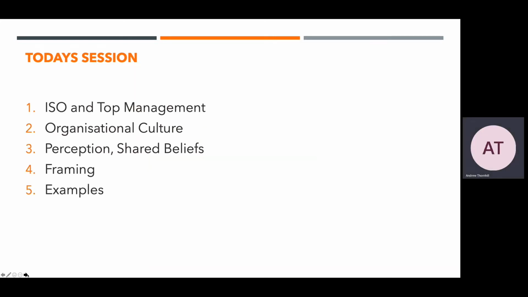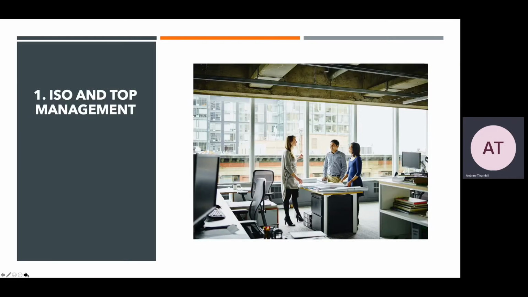So we're going to start looking at that area. What are ISO's expectations around top management? We're going to have a brief look at a complex topic, organisational culture. We obviously can't cover every element of that today. Point number 3, we're going to look at 2 elements in more detail: what we mean by perception and shared beliefs around our management system. And we're going to talk about the concept of framing as a strategy to use if we need to change some of the shared beliefs, particularly of top management, as to what our system is for and what we're trying to achieve. And we'll give you some examples of that.